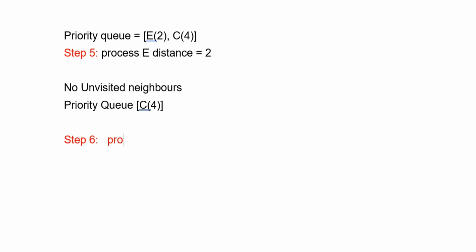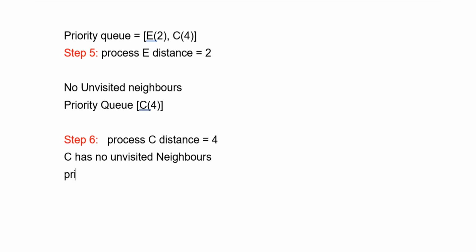We need to process C. The current node distance is 4. C has no unvisited neighbors, so the distance array remains unchanged. The priority queue is now empty.